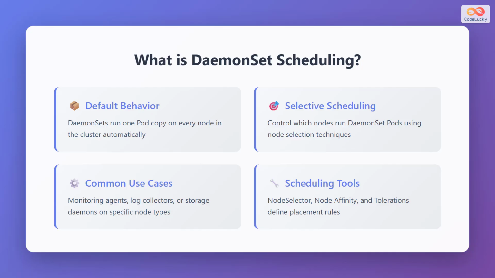This is particularly useful when you have different types of nodes in your cluster. Common use cases include running monitoring agents only on production nodes, deploying log collectors on specific node types, or running storage daemons on nodes with particular hardware. Kubernetes provides three main scheduling tools to achieve this: NodeSelector for simple label matching, Node Affinity for more complex rules, and Tolerations for working with tainted nodes.